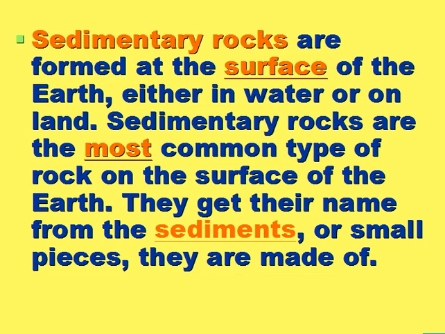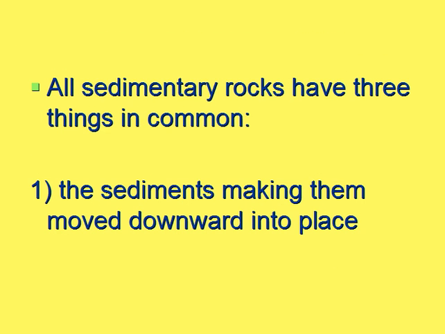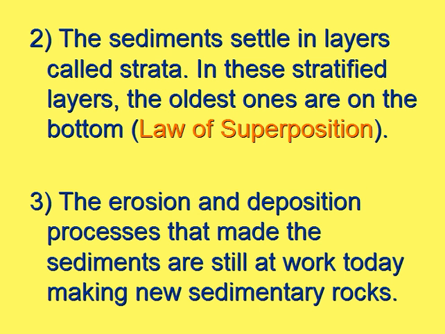Now, sedimentary rocks are formed at the surface of the earth, either in water or on land. Sedimentary rocks are the most common type of rock on the surface of the earth. They get their name from the sediments, or the small pieces, that they are made from. All sedimentary rocks have three things in common. One, the sediments making them move downward into place. This makes sense. With weathering and erosion, whether it's water or gravity moving these sediments, they're all going to be moved downhill to where they are today.